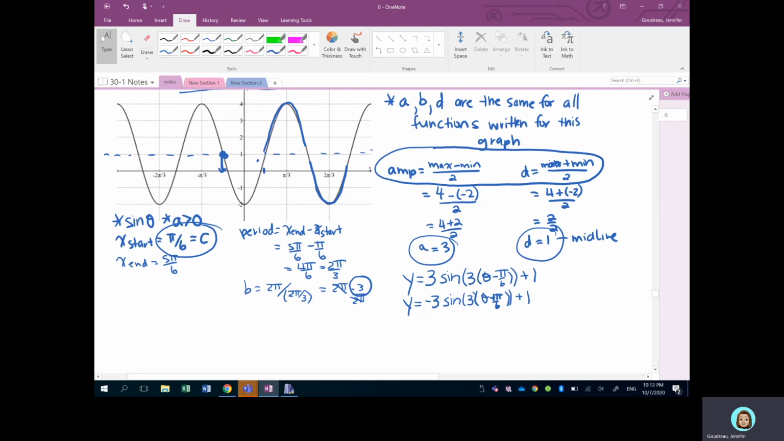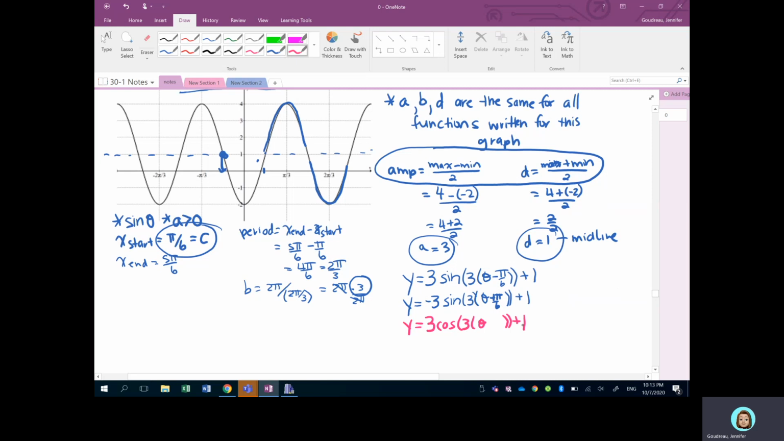Let's do cosine. We need to do 2 equations for cosine, but again, here's what's nice. Our amplitude is the same, so positive 3 cosine. B stays the same. C is going to change, so we'll just leave a space for C there, and then we're going to put a plus 1.